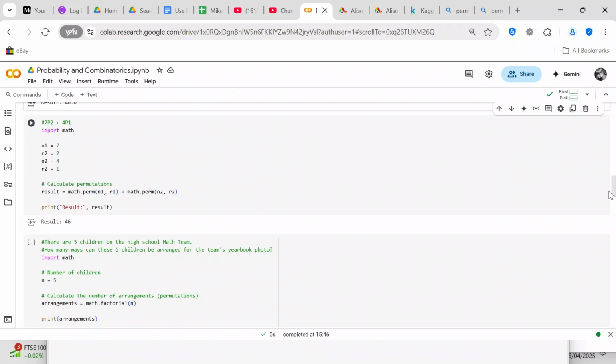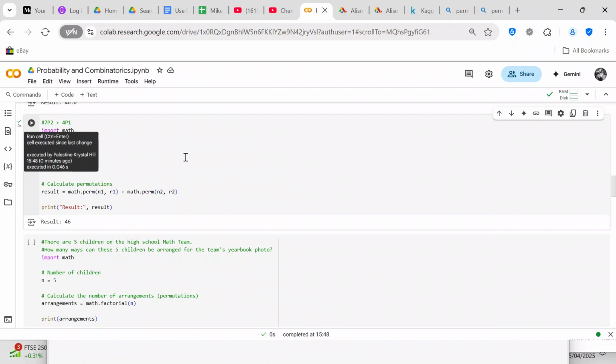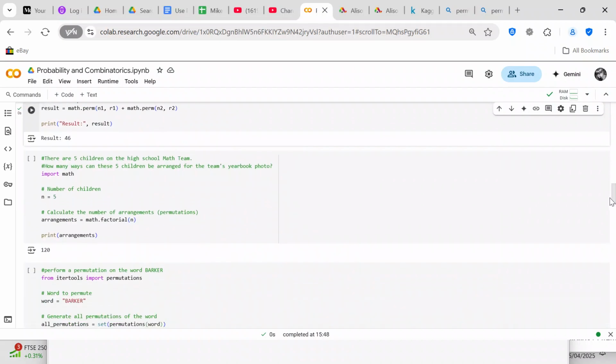So now we have the question 7P2 plus 4P1, and we're going to import math. So again, N1 is 7, R1 is 2, N2 is 4, R2 is 1. You also have the perm function. So result equals math.perm(N1, R1) plus math.perm(N2, R2). And again, it gives you the same result of 46.